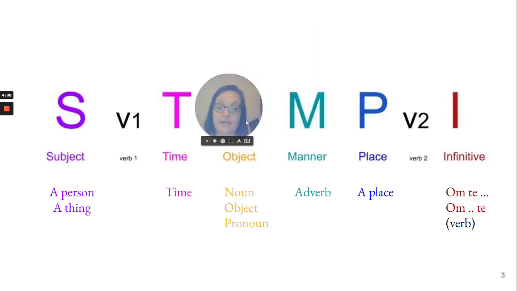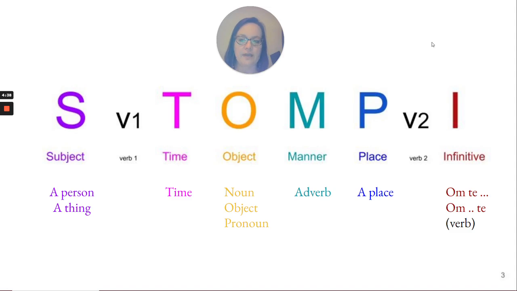Today is just a 5-minute introduction to STOMPI. Have you heard about STOMPI before? Well, it's the way that Afrikaans people form our sentences. So let me make myself a bit smaller and I'll show you. So every letter stands for a part of the sentence.